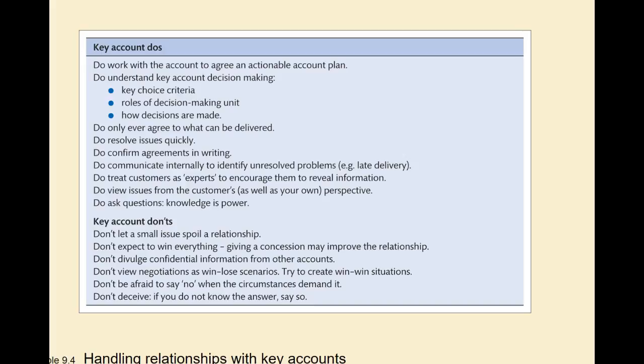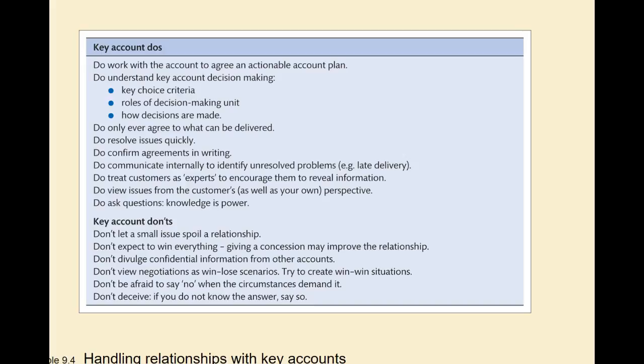Some of the key account don'ts is not to let a small issue spoil the relationship. So you're going to have some bumps in the road, especially working so closely together, but don't let something spoil the relationship. You need to give some concessions. You're not going to win in every situation.